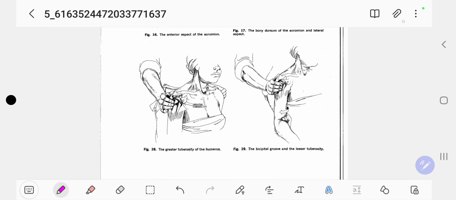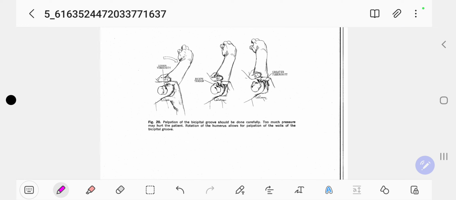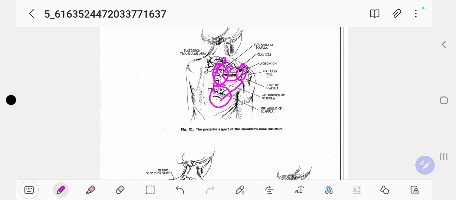You are always sitting or standing behind. Rotate the shoulder joint with the help of a flexed elbow, using the arm, and you can palpate the lesser tuberosity, the bicipital groove with the biceps tendon, and the greater tuberosity. These are the structures which you are palpating on the posterior aspect.